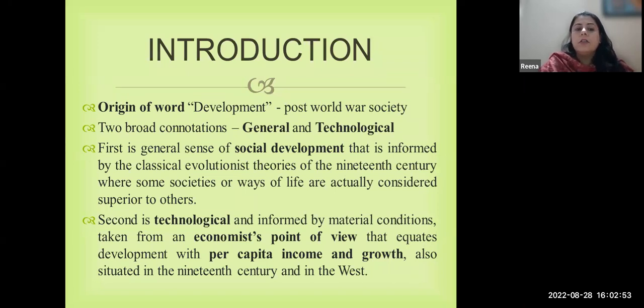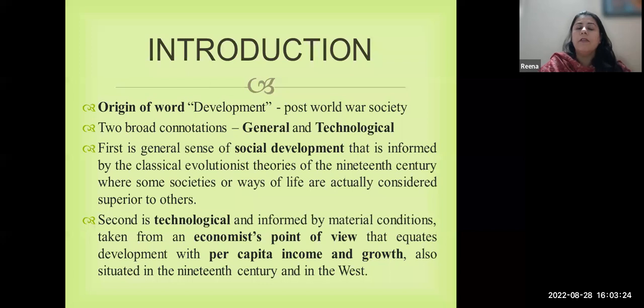connotation. This is as per the classical evolutionist theory of the 19th century, where some societies or ways of life were considered superior to others. And then came development in the context of technology, how technology and material conditions change the kind of development that is taking place. It is from the economist's point of view, and it equates development to per capita income and growth.